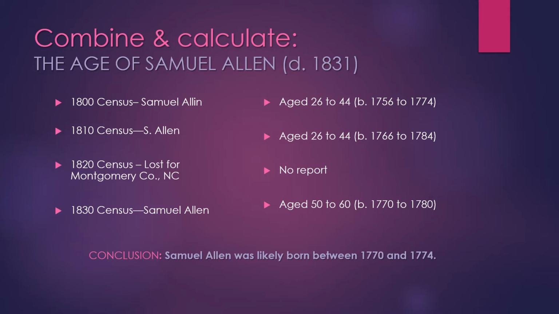And if that is the case, it becomes possible to narrow a birth date down to a range of 5 to 10 years, even if the individual did not survive to 1850, by comparing ages across several years. And here's an example of where I've done that with my ancestor Samuel Allen, who only made it to 1831 and lived in Montgomery County, North Carolina, where one census record, the 1820, is lost. But I still can, by using these different census dates and age ranges, get him down to being born between 1770 and 1774, and that's probably pretty accurate.